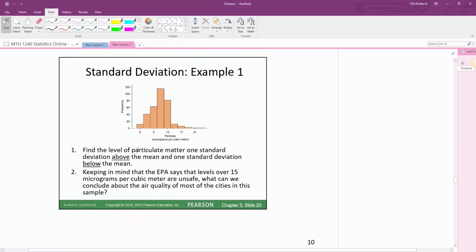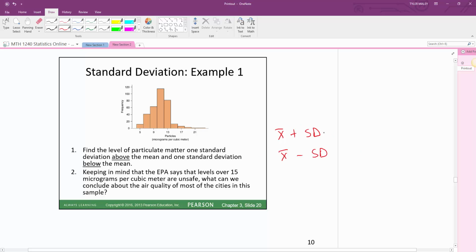So on this next slide, it says find the level of particulate matter one standard deviation above the mean and one standard deviation below the mean. In other words, what this is asking me to do is take the mean and add a standard deviation to it, and also take the mean and subtract one standard deviation from it, and that will give me the answer for question number 1.